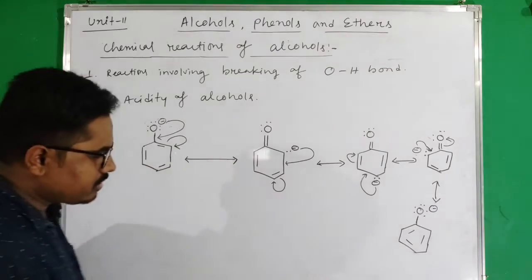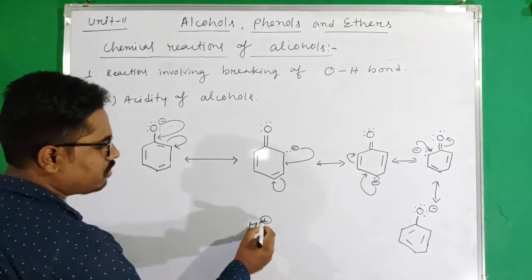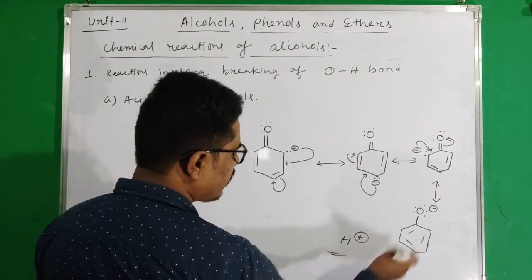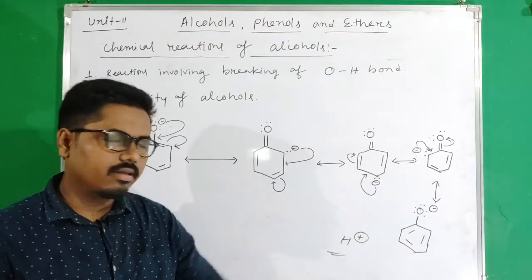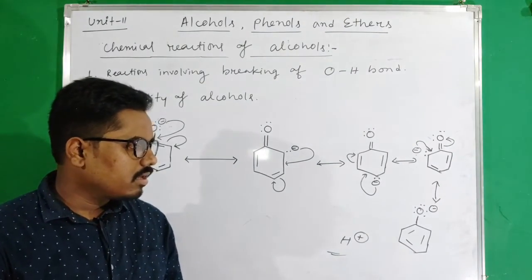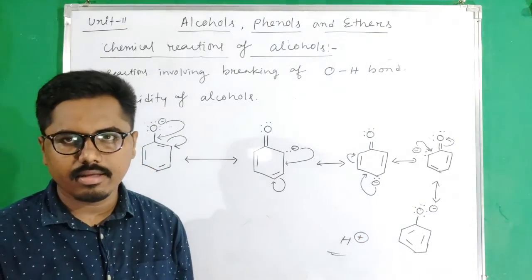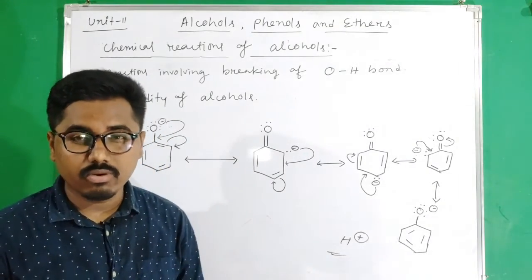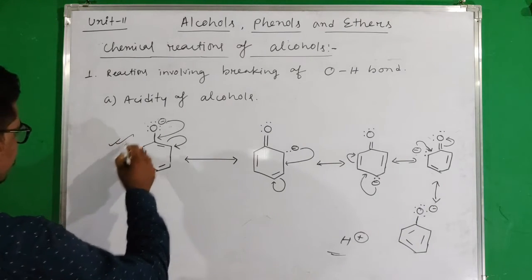Okay, and due to resonance, when phenol loses H positive ion in the solution, both H positive and phenoxide ion are present, and this H positive will not attract the phenoxide ion again. That means in the solution H positive ion will remain as a free ion, and due to the presence of these free H positive ions, phenol is more acidic than alcohols. Okay, the first reason is this one.